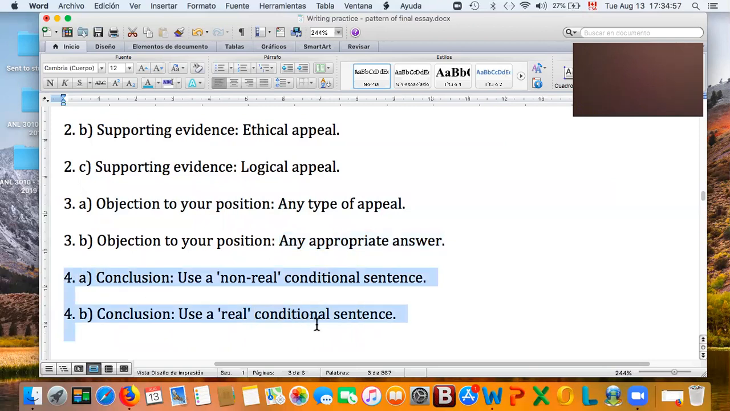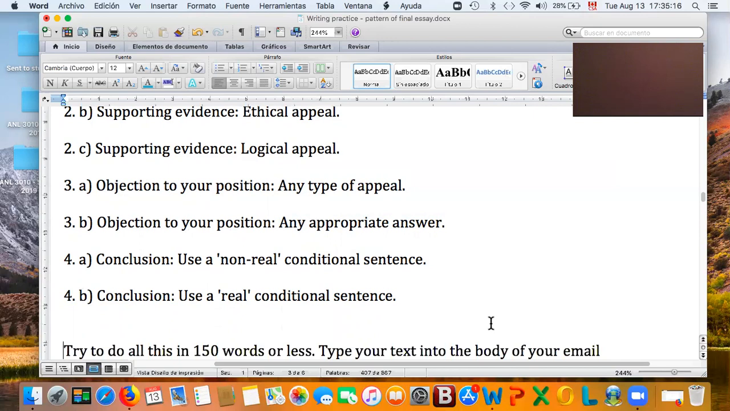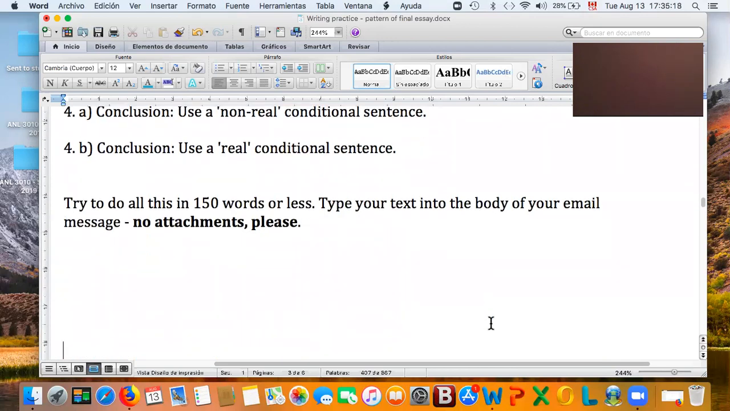For the conclusion, I'm asking you to include in the conclusion these two kinds of sentences. There should be a non-real conditional sentence, and there should be a real one. In either order, this order is irrelevant. Now let's go straight to an example from a student.